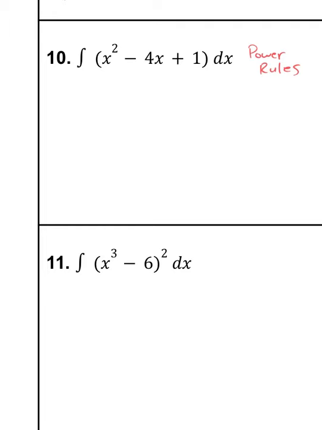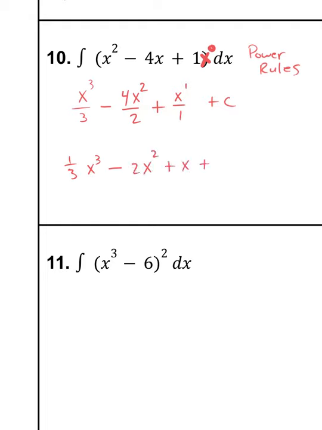So the antiderivative of x squared is x to the 3rd over 3. Second term, the 4 comes along for the ride, and that becomes x squared over 2. And 1, remember, any number is the same as x to the 0 afterwards. So when we use the power rule, we get x to the 1st over 1 plus c. And then we rewrite it. 1/3 x to the 3rd minus 2x squared plus x plus c.